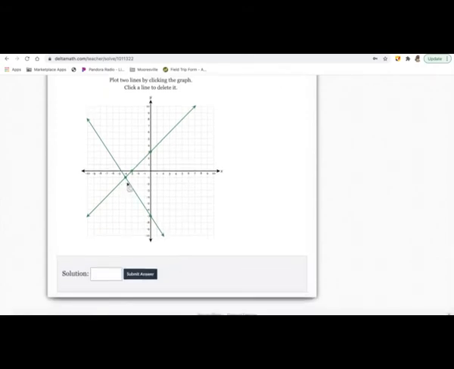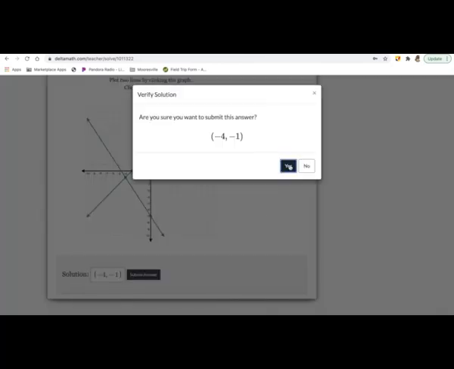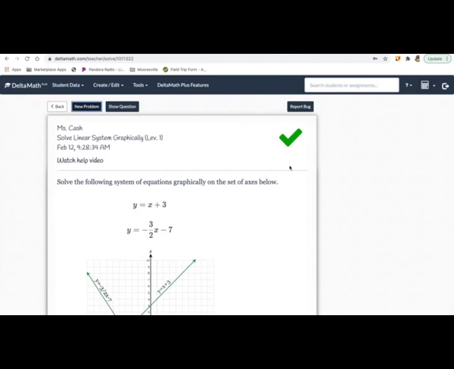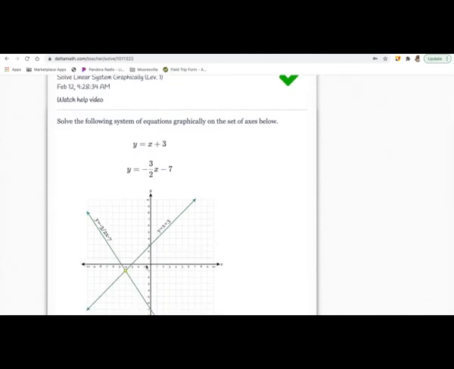Notice those two lines cross at that point, negative 4, negative 1. So I'm going to write that ordered pair in, negative 4, negative 1, and submit the answer. Yes, I'm sure, and we got it right. So it shows you, if you don't have corner points on the x and the y axis, that doesn't matter. You can still do this. You just have to find a point that is a corner point where you have two integer numbers there.